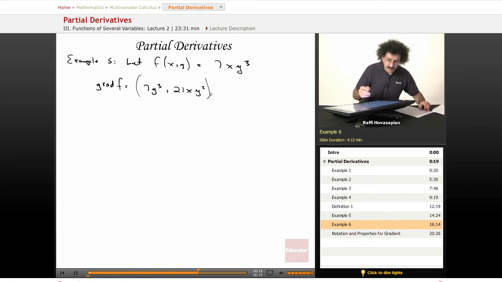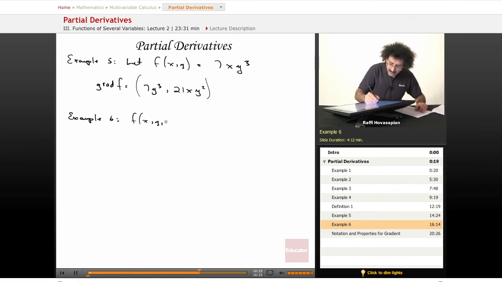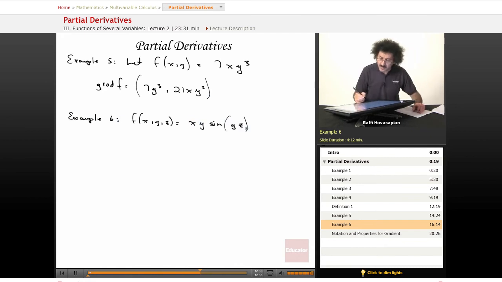Let's go ahead and do another one. So, example 6. Let's do 3 variables now. Let's do f of x, y, z is equal to x times y times the sine of y and z. Okay, so be very, very careful here. Again, look at the function very carefully before you just dive right on in.